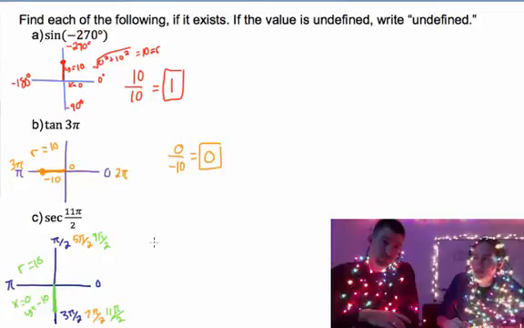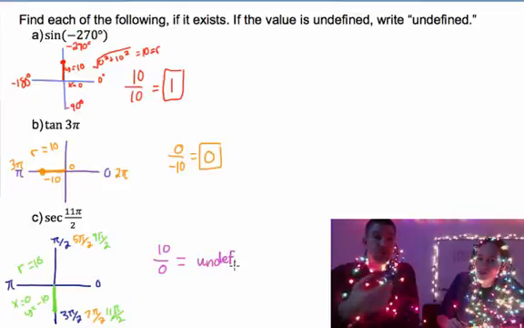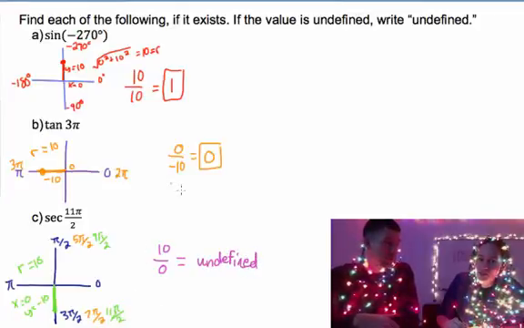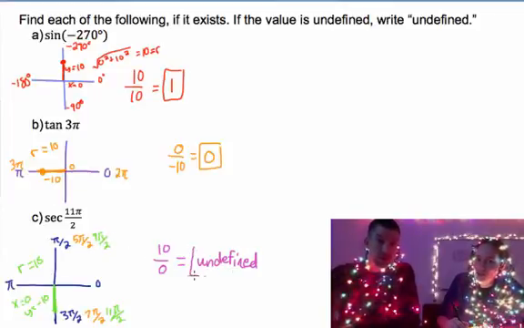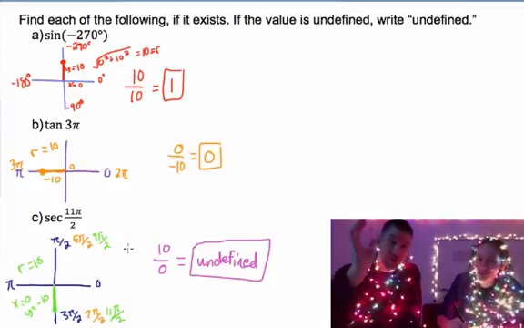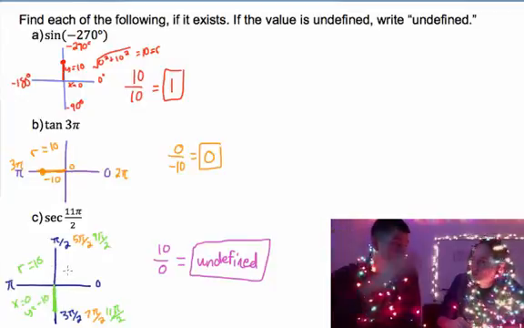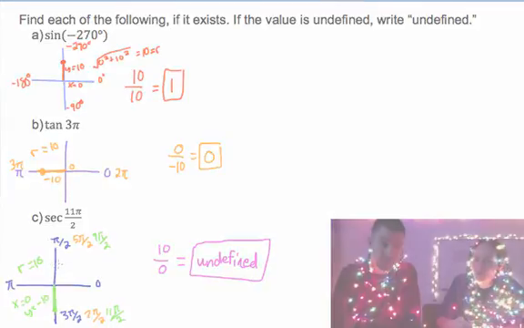So secant is r over x. Secant is the reciprocal of cosine, so yes, r over x. So r is 10, x is 0. 10 over 0. You can't divide by 0. It's undefined. Don't just write 0. That is trig mistake number 1, to write down that this is equal to 0. I'm telling you, and Mrs. Stevenson is telling you, don't do it. It is undefined.